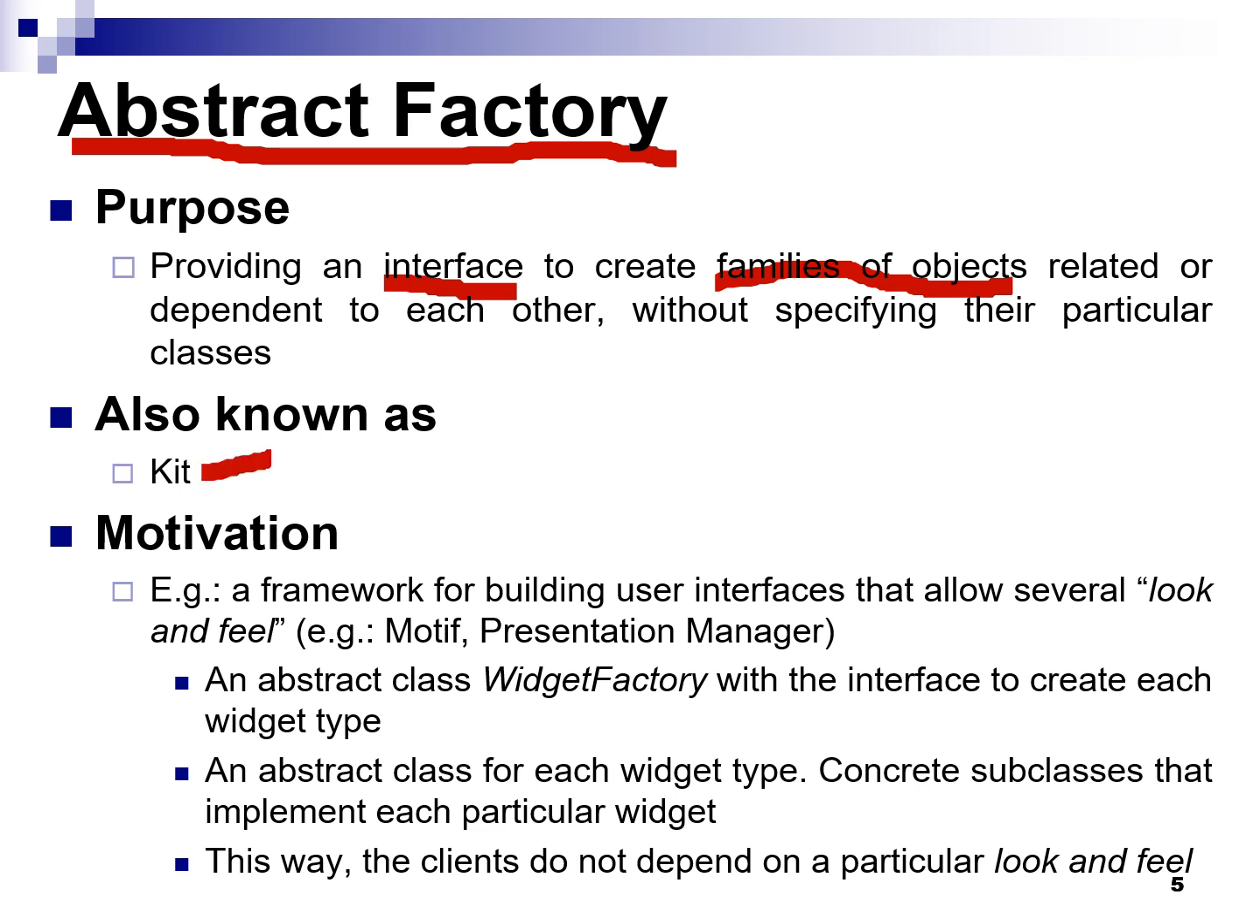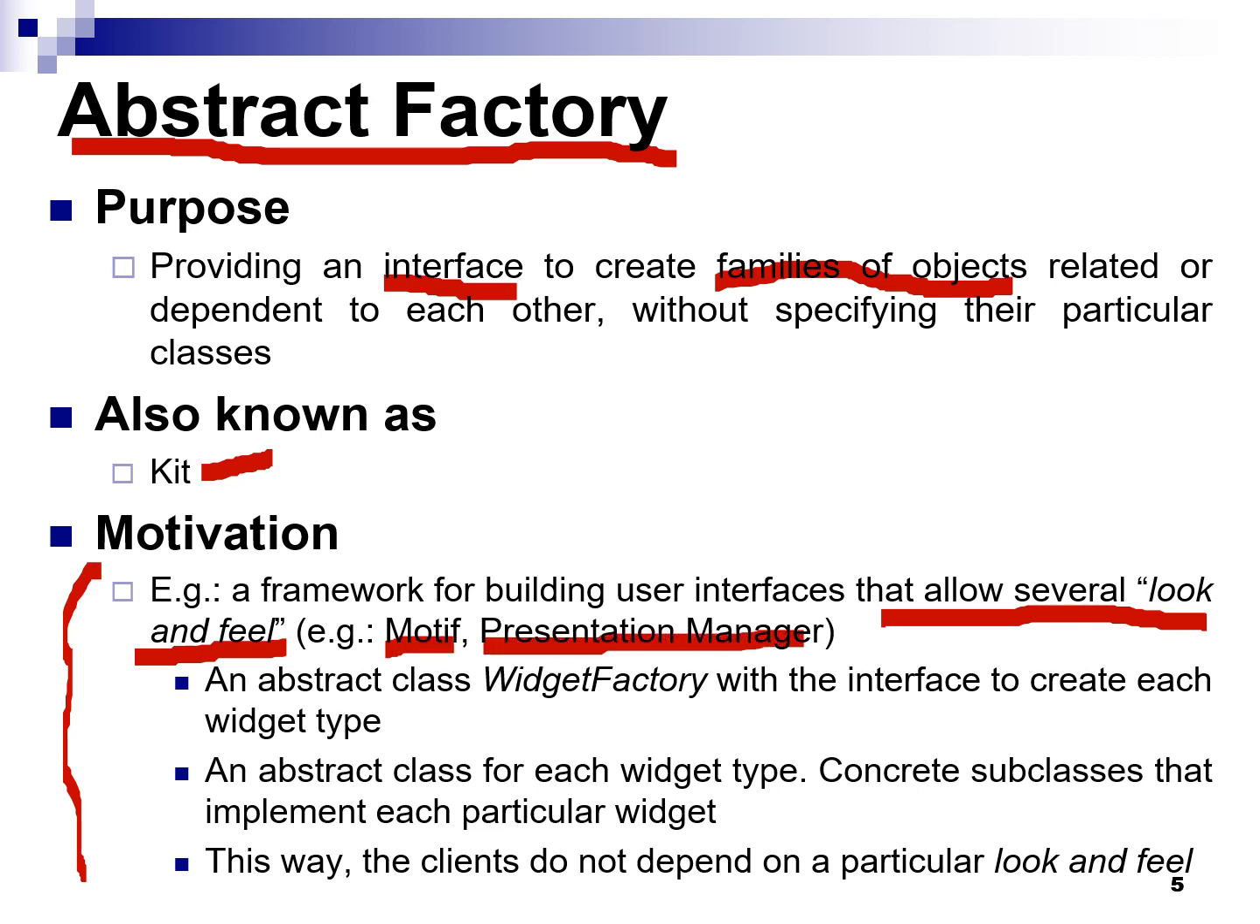This design pattern is also known as kit, and I will provide another motivation. Suppose you are building a manager for user interfaces that allows several look and feel, different styles for the different objects, like windows, buttons, scroll bars, and all these things. And this is very common, no? In operating systems, they have different styles. For example, in early versions of Unix, you have the motif and the presentation manager.